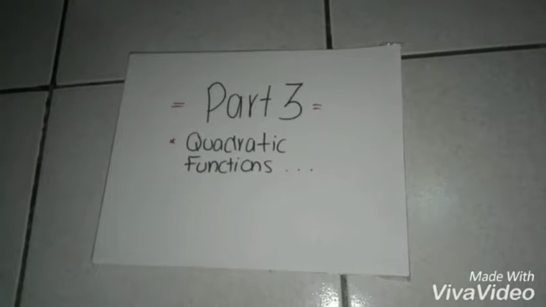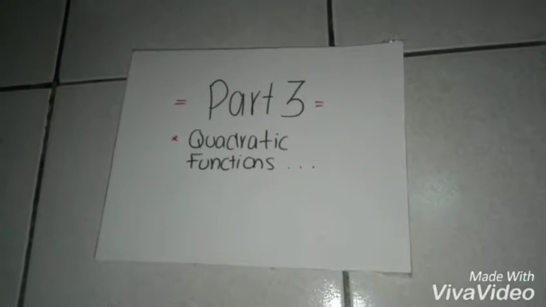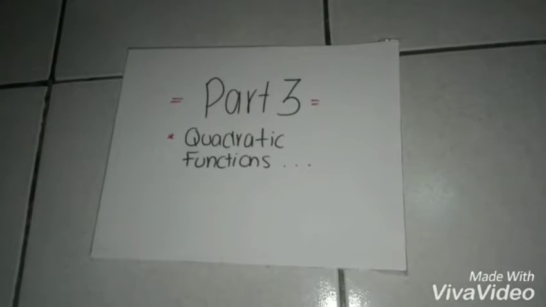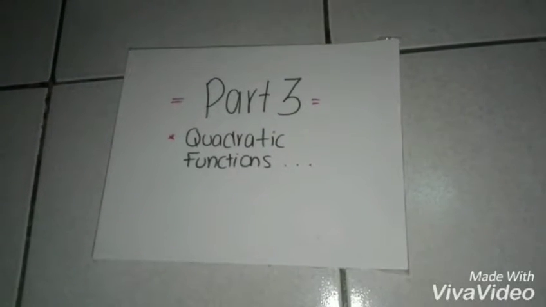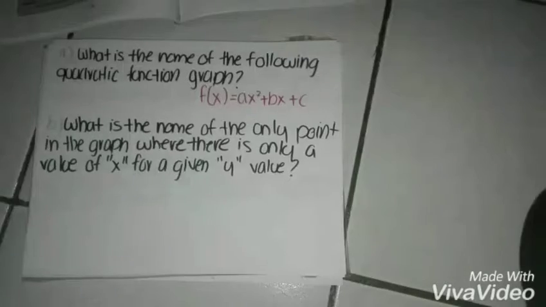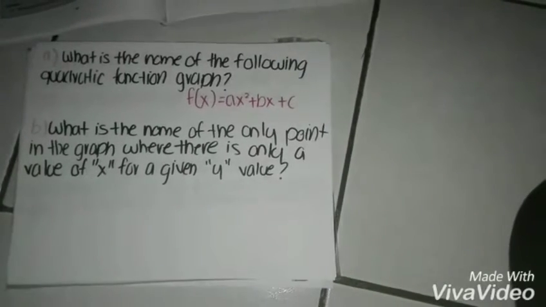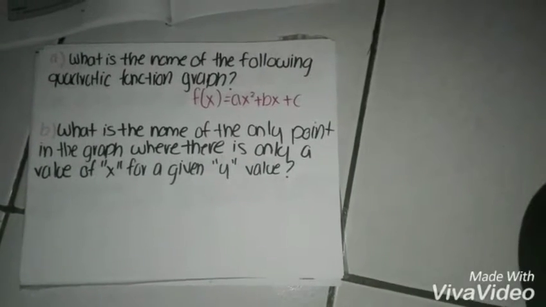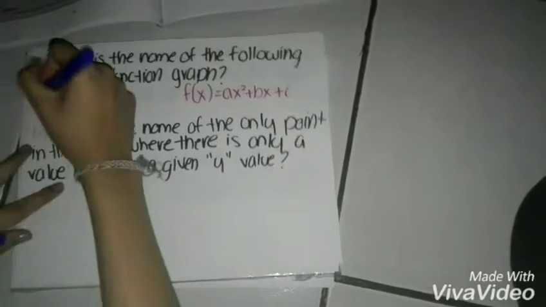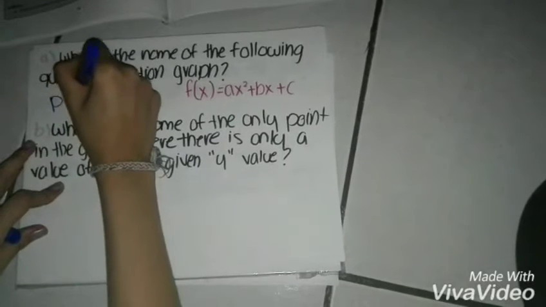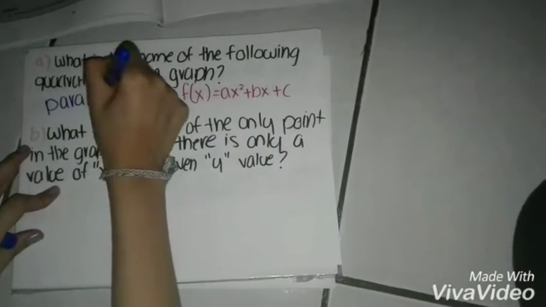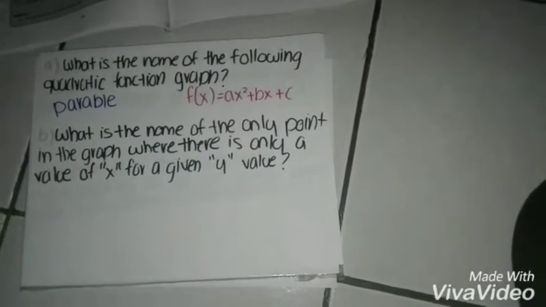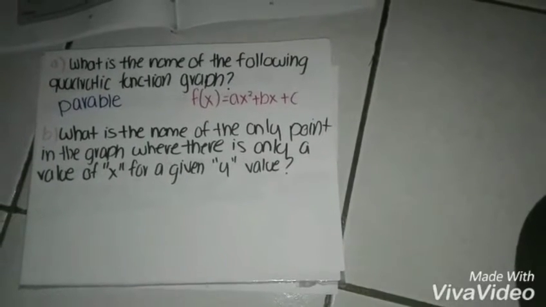So now we're going to do part 3, quadratic functions as mathematical models. And now we're going to answer the next questions. So now we're going to do the first question. What is the name of the following quadratic function graph? And the answer is parabola.